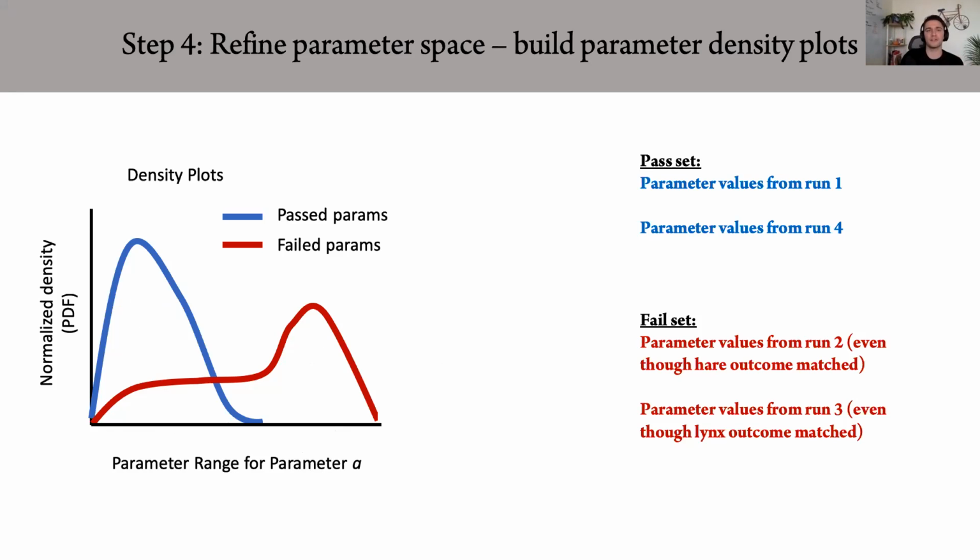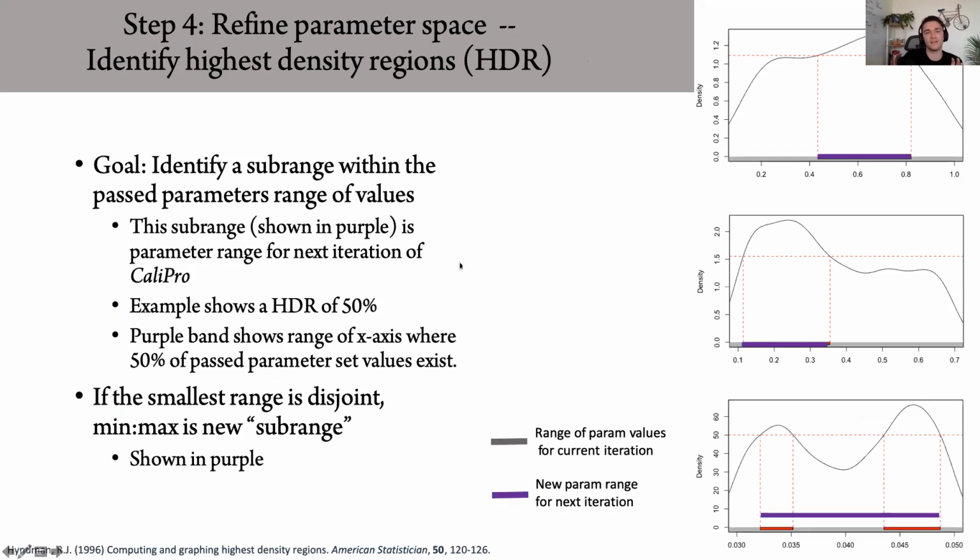So once we've got these parameter density plots for each of our parameters that we're varying, we can then redefine the parameter space by using this information. The first way of doing this might be HDR selection, where we'll take the pass parameter density plots and identify a subrange within that pass parameter range of values. This subrange, which I'm showing in purple across 3 different parameter examples, shows the region along the x-axis where 50% of the pass parameter set values exist. So 50% of the pass model runs had parameter values between 0.4 and 0.8 for this first parameter, 0.1 and 0.35 for the second parameter.